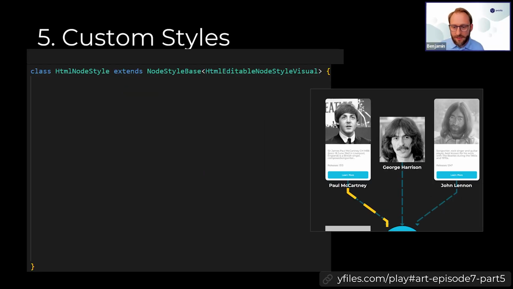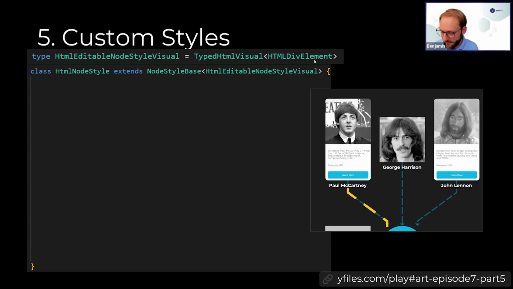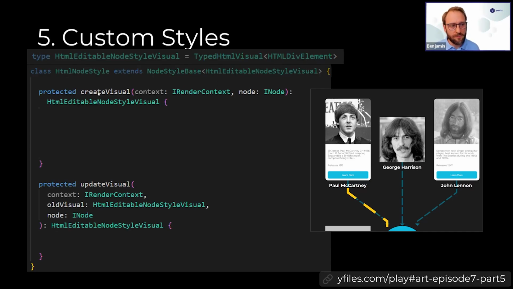So let's have a look at this. The only thing that you need to do is write your own node style. And this node style extends the node style base, which already gives you the basic functionality, and you only need to implement two methods. As we use TypeScript, we also need to do some type definition. Namely, here we need to define the type HTML editable node style visual, which basically is an HTML div element. And now what we need to do is to implement two methods, namely create visual and update visual.